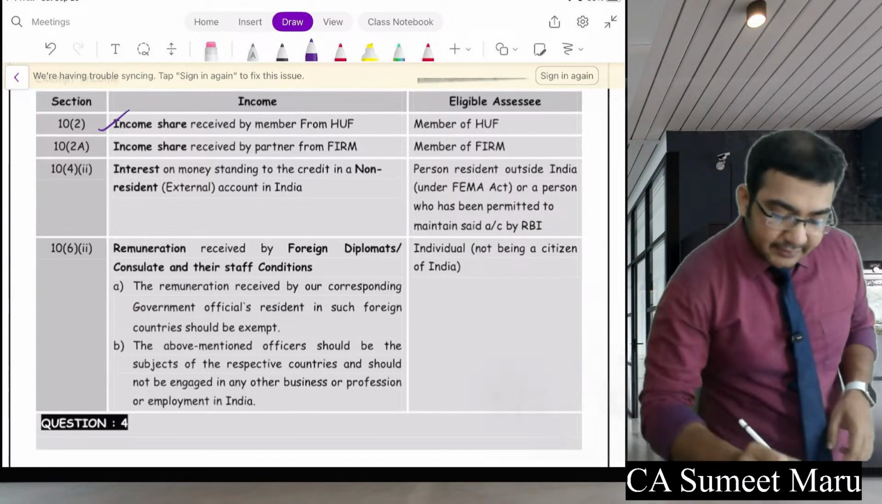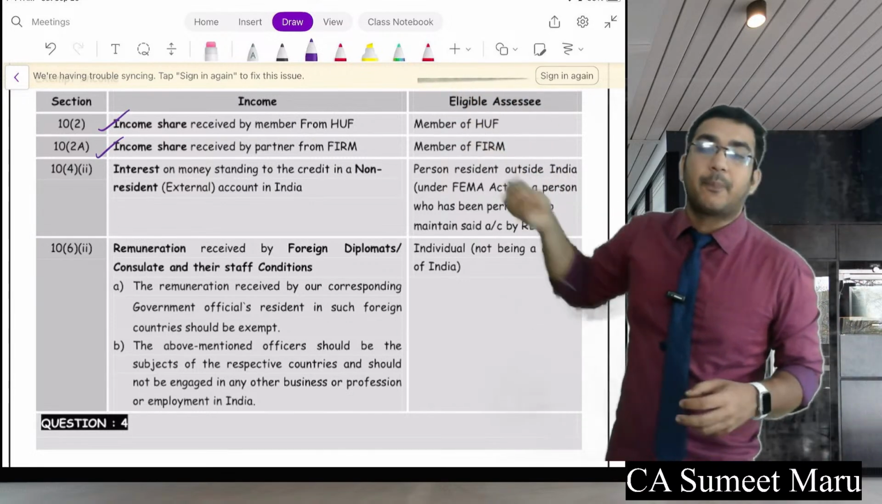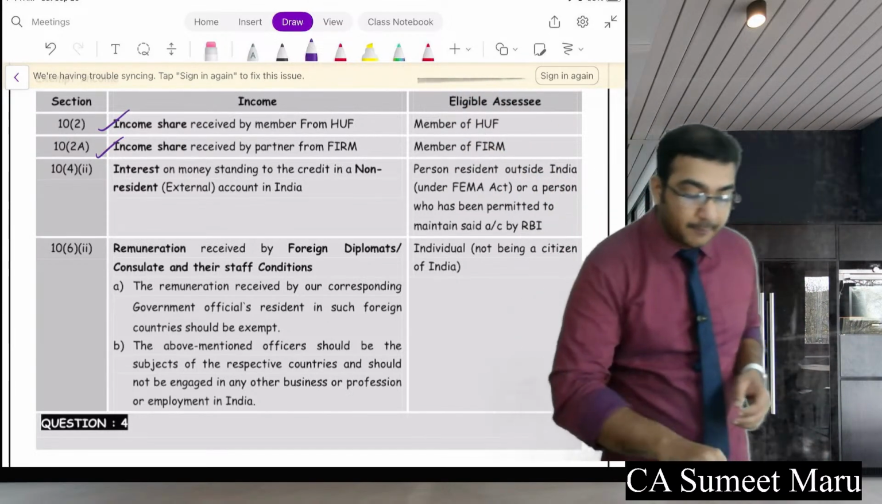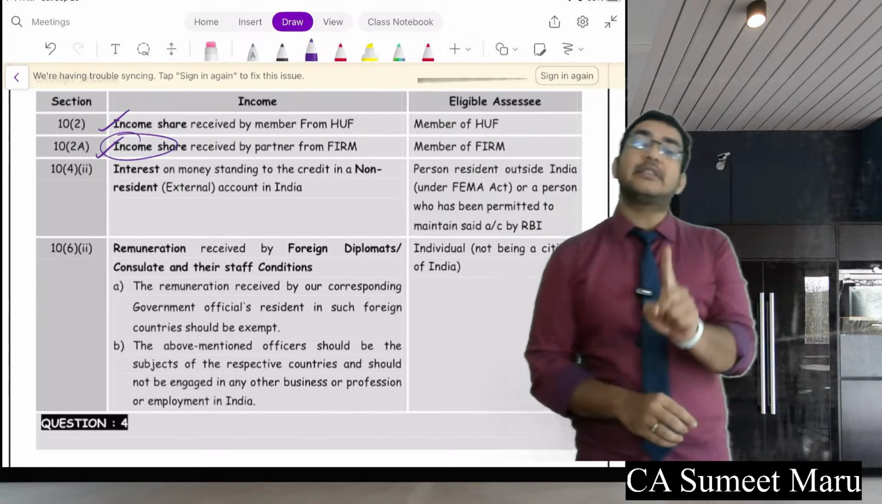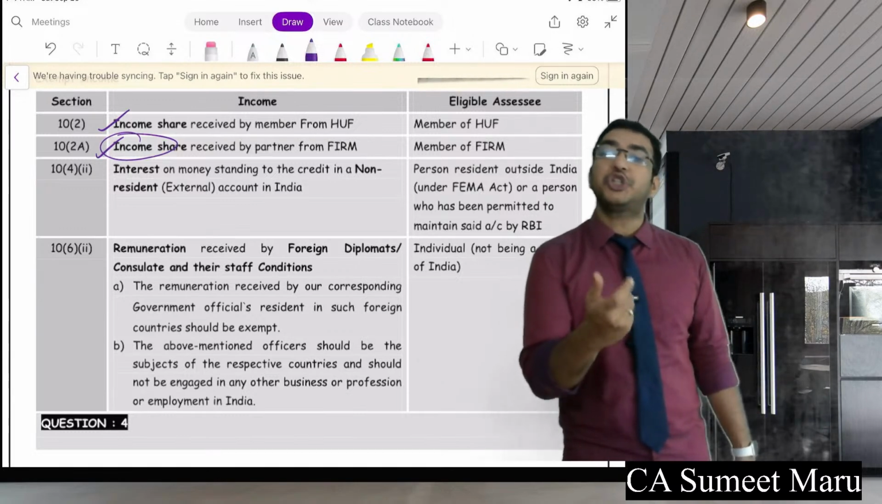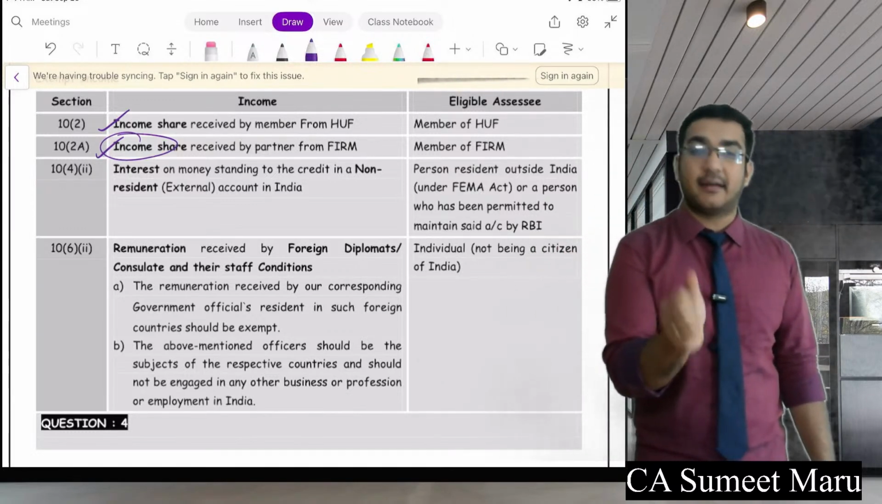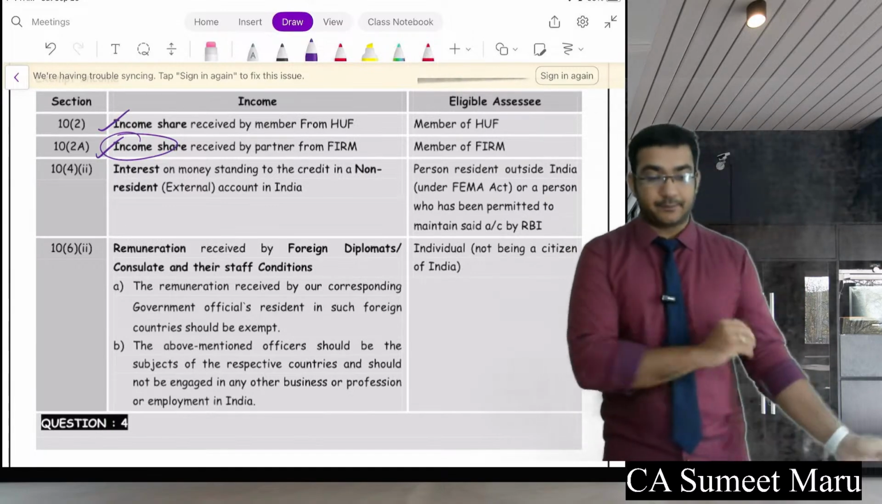Similarly with partnership firm as well. Partnership firm is already getting taxed. So when the partners get the profit share, not salary, okay? Salary is taxable in the hands of the partner. But the profit share is exempt in the hands of the partner from income tax. Okay, but salary is taxable.